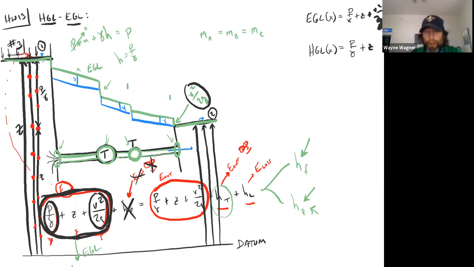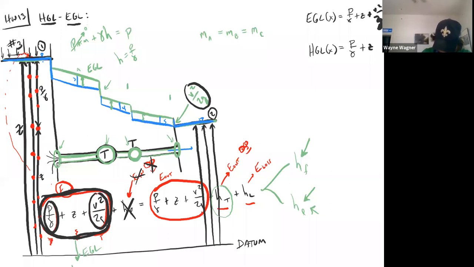Now, the cool thing is there's a lot of information in that we hadn't thought about before. That's my favorite thing about these: when it's all said and done, this right here, that's the V squared on 2G. Notice also that the HGL and the EGL are identical over here. They're going over the exact same lines, and the reason is because there's no velocity out there. So there's no velocity head, and they cover the exact same territory.